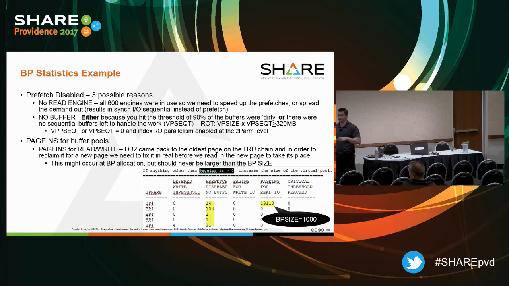Page ins are very bad, right? If you're getting page ins for the buffer pool, for read or write, that means you don't have enough real storage. Your buffer pools might be big enough, but you don't have enough real to back it. The previous slide is when your pools are too small.